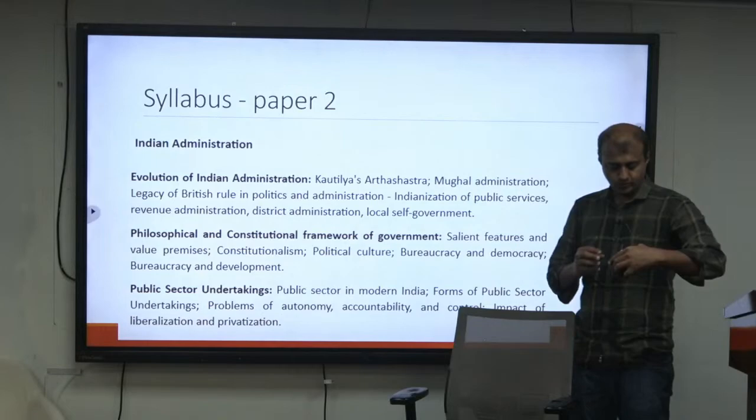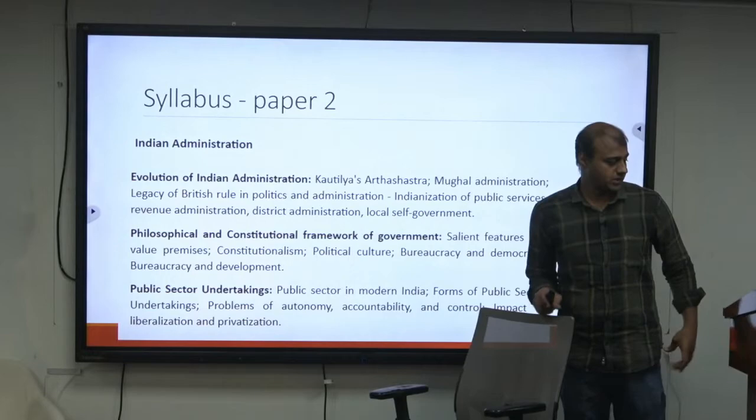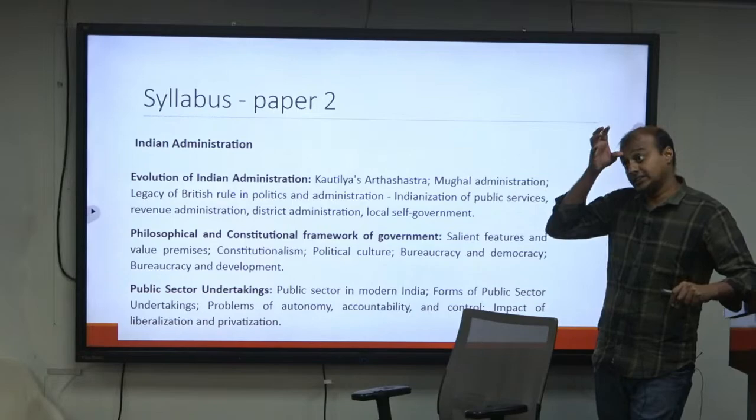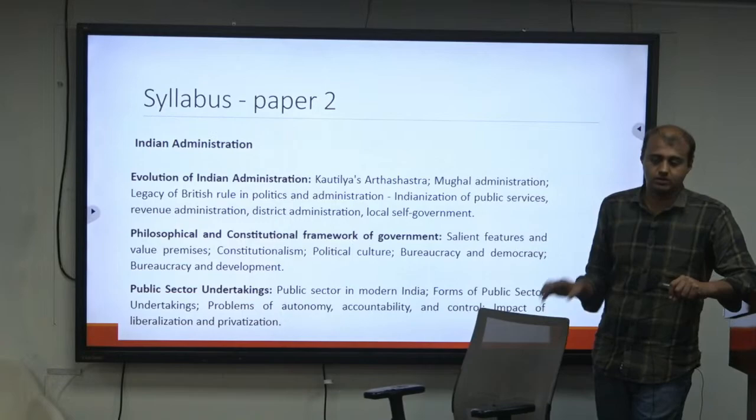Good morning all. So by now you would have got a fair idea, right? What is the optional, the syllabus, at least the broader part of it? As Shailesh discussed, broadly if you want to identify what public administration deals with, it is about how the government functions.